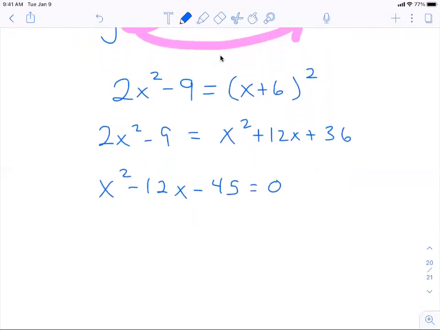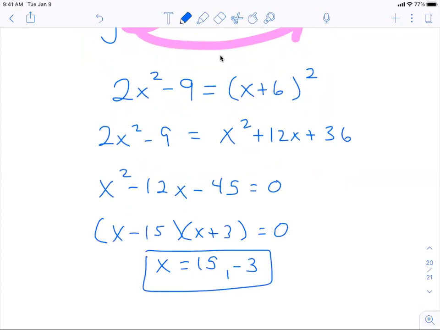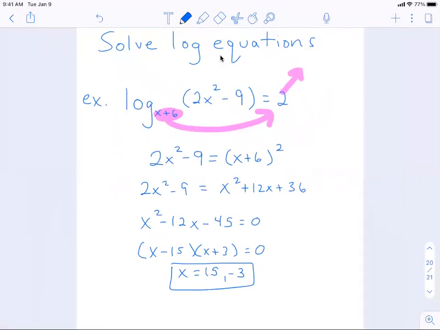Now you could factor it. You could use the quadratic formula. I think this does factor into x minus 15 times x plus 3. And so we get two solutions. X is equal to 15 or negative 3. All right, we doing okay? Excellent.